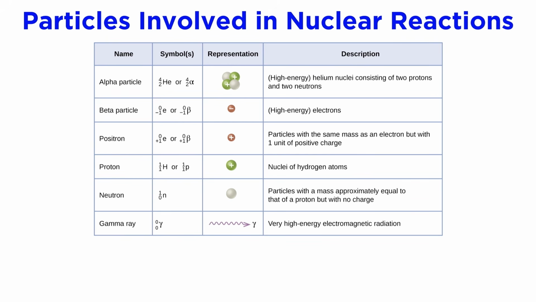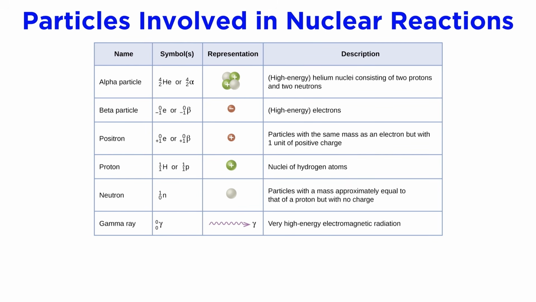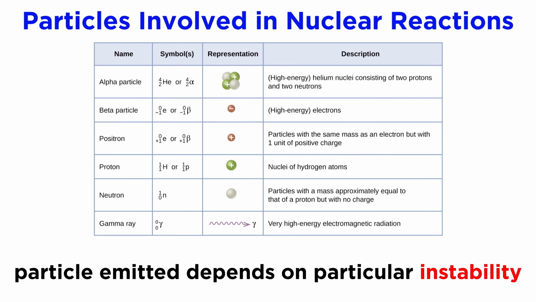Lastly, there is the gamma ray. This is a photon of exceptionally high energy. This will be symbolized with a gamma and 2 zeros, as light has no mass. And so these particles, the alpha particle, beta particle, positron, proton, neutron, and gamma ray, are the ones that will be involved in the nuclear reactions we will be examining. Emission of any of these particles will happen for a very specific reason, so we will want to understand the cause of each in the context of a nuclear reaction.